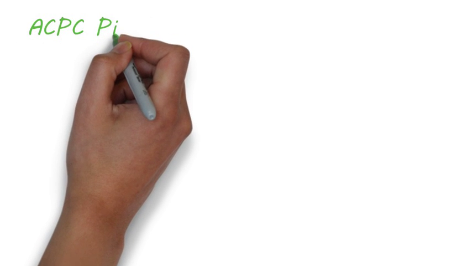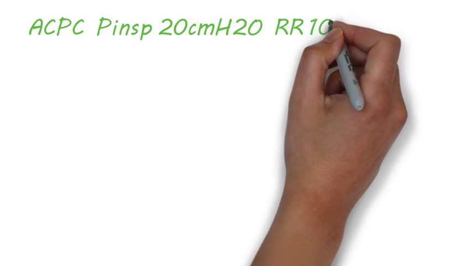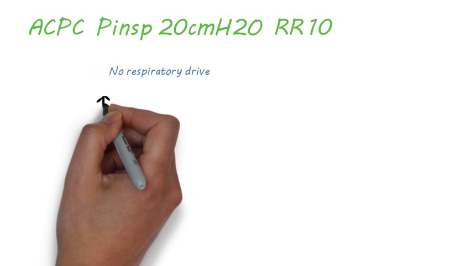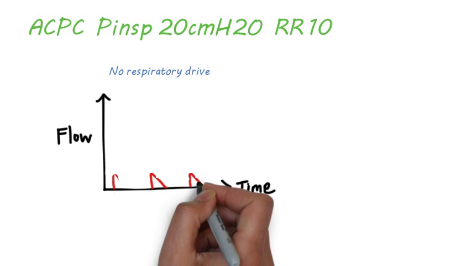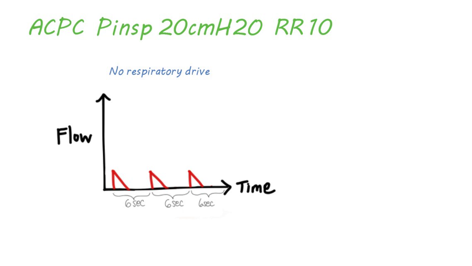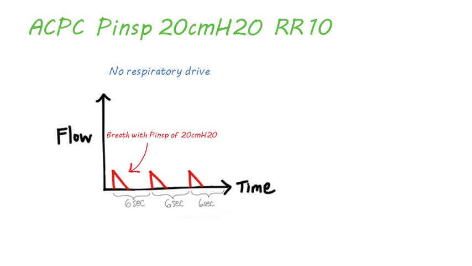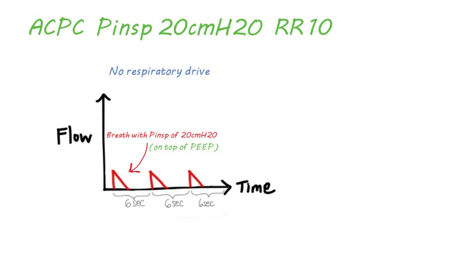Let's say our settings are ACPC with an inspiratory pressure of 20 centimeters of water and a respiratory rate of 10. If our patient has no drive to breathe over this setting, or is paralyzed and therefore unable to breathe over this setting, then every 6 seconds, or 10 times per minute, the ventilator will deliver a breath to our patient via an inspiratory pressure of 20 centimeters of water. Note that this inspiratory pressure will be a pressure applied on top of our background constant PEEP pressure.